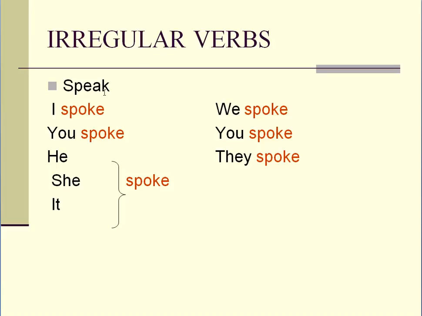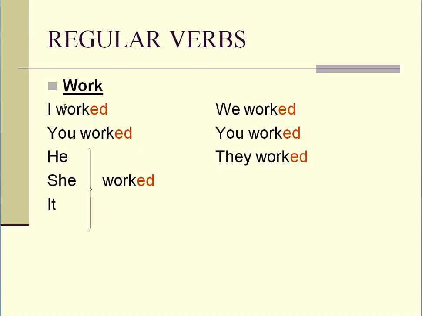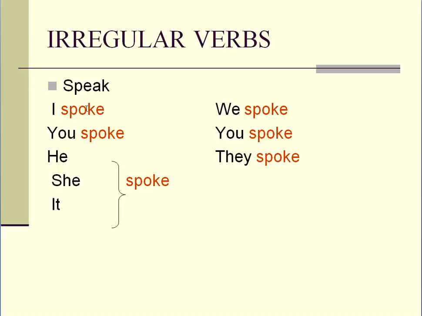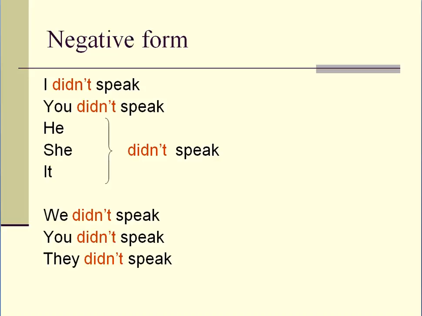So speak becomes spoke, and we've got the same form for all subjects. I spoke, you spoke, he, she, it spoke, we spoke, you spoke, they spoke. So we don't add ed like in work with regular verbs, but we change the word, and this happens to all irregular verbs.